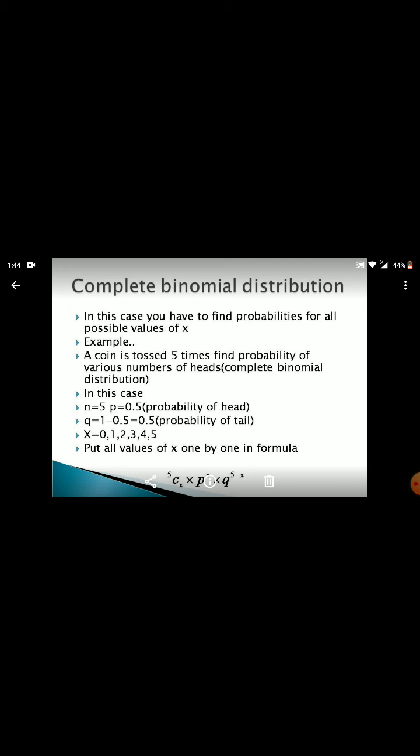जब आपका जहाँ से x की रेंज स्टार्ट होती है, it starts from 0 and goes to the maximum number of trials, that is n. 0 से लेके n तक आपको x की सारी वैल्यूज उस पर पुट करनी है. For example, a coin is tossed 5 times. This is an example of coin. Find the probability of various number of heads. Complete binomial distribution. दोनों words use हो सकते हैं.